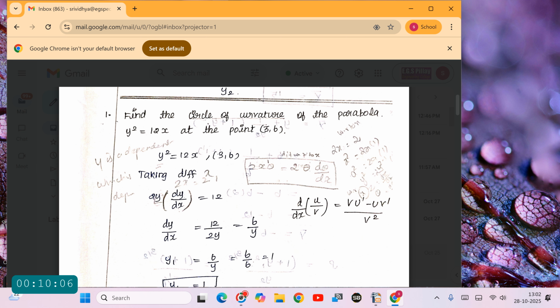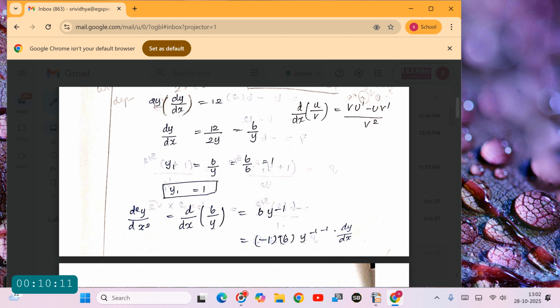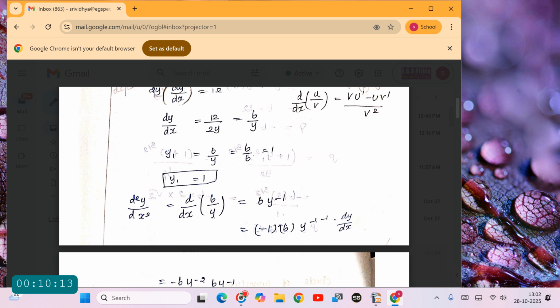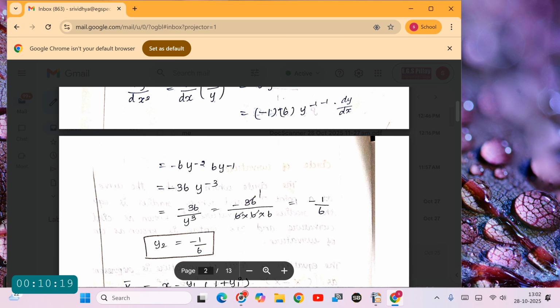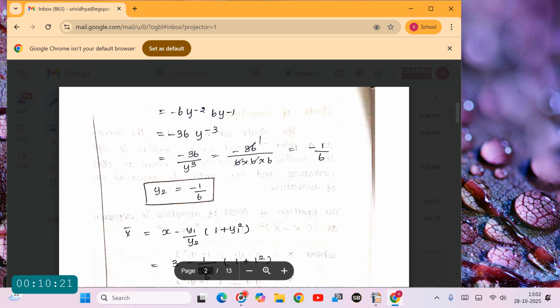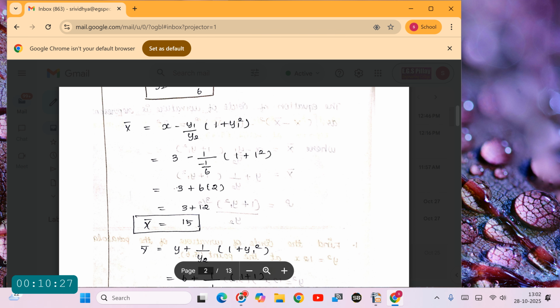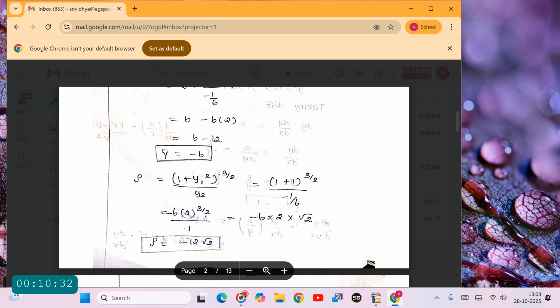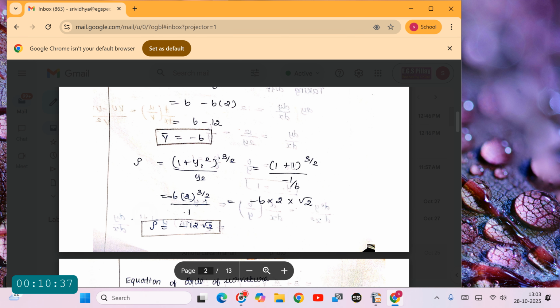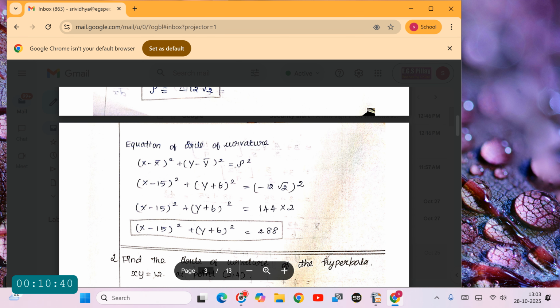The problem is given by y square equal to 12x. We can take the first derivative with respect to x, that is dy by dx, and apply the point 3 comma 6. We found that y1 equal to 1. Taking the second derivative with respect to x, d square y by dx square, and applying the point 3 comma 6, we found that y2 equal to minus 1 by 6. X bar and y bar are also found as 15 and minus 6, and the rho value is minus 12 root 2 by using the formula 1 plus y1 square whole power 3 by 2 by y2. Finally, we can frame the equation as x minus x bar the whole square plus y minus y bar the whole square equal to rho square.